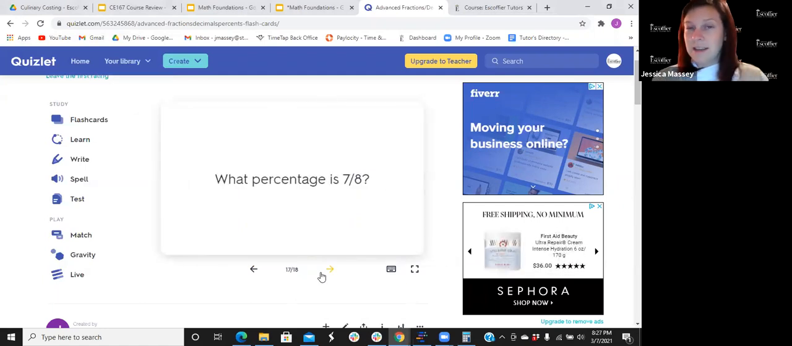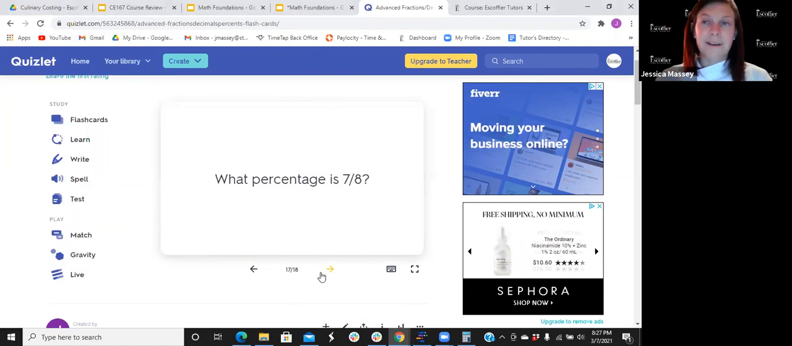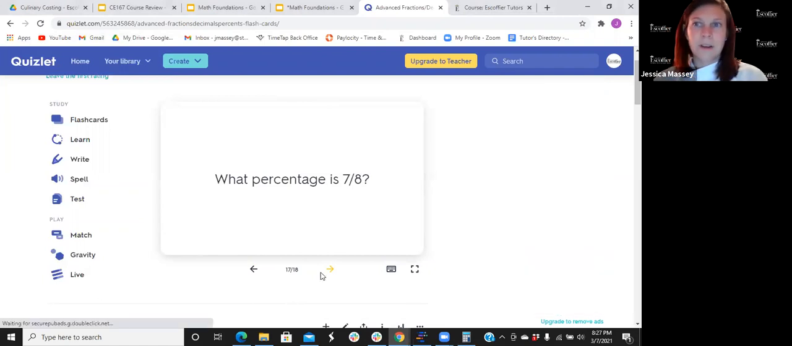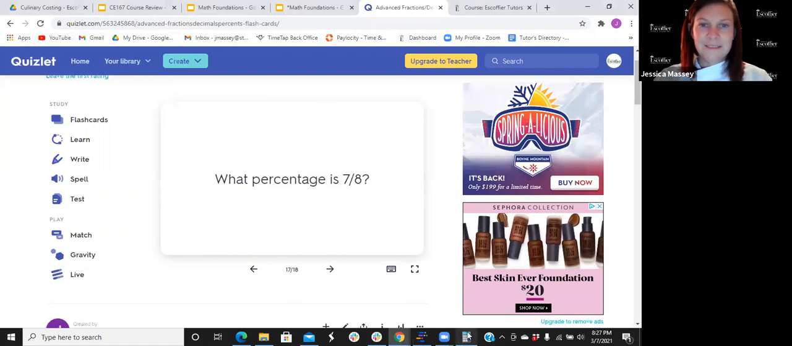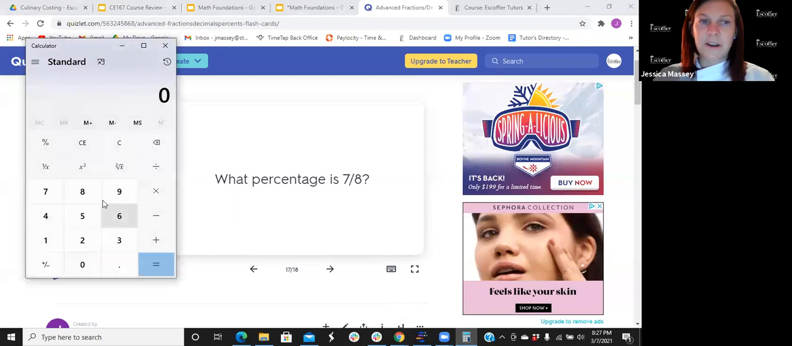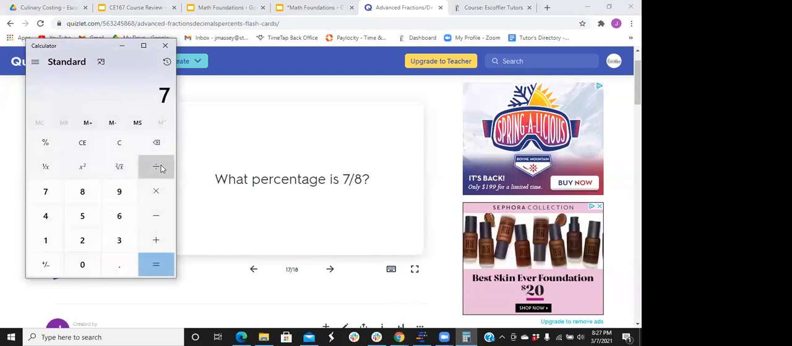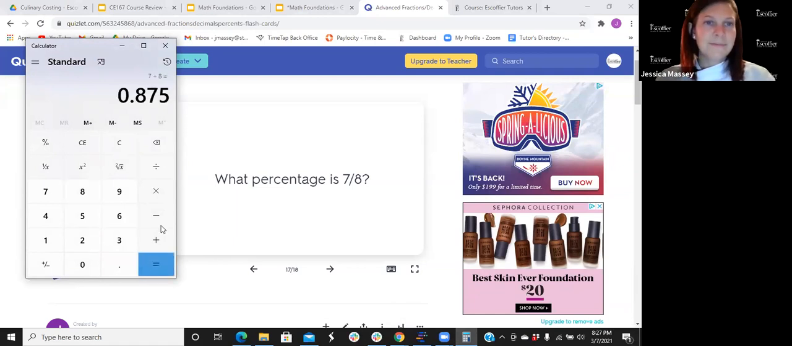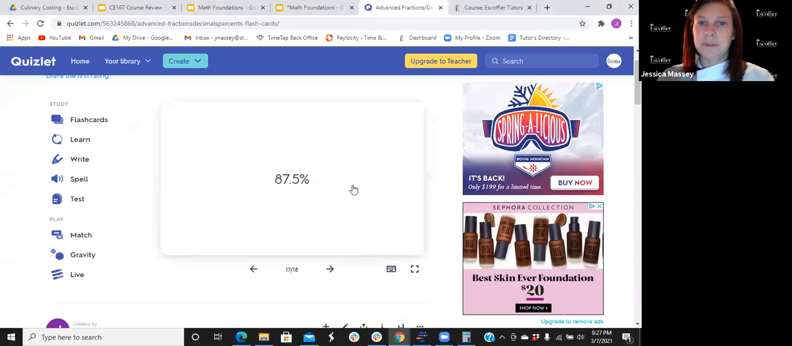What percentage is 7/8? So this is a two-parter asked in a different way. Tricky, I know. 87.5. What was that answer? I heard somebody say something. 87.5. Yeah, you're right. So you got your 0.875, times it by 100 or move it 2 spots over, and we got 87.5%.